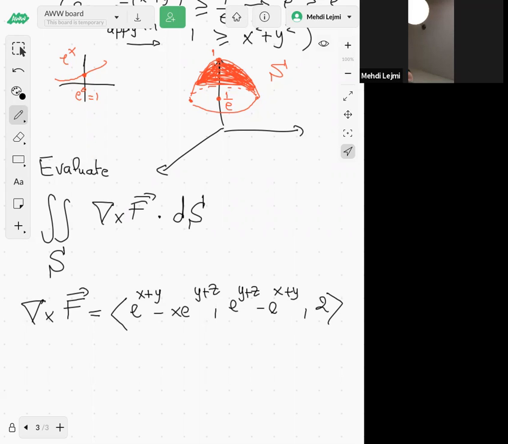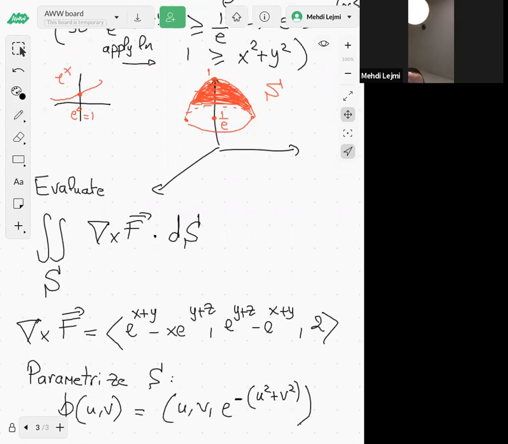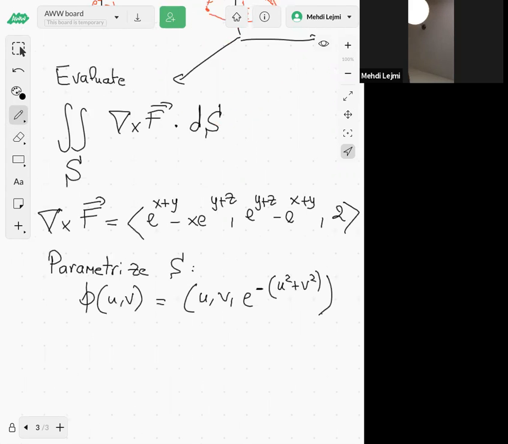Now we need to parameterize S. S is just a graph of some function. So as usual, we can say phi of u v: x is u, y is v, and z is given by the function. The function is e to the minus x squared plus y squared, so that's e to the minus u squared plus v squared. And as I said, x squared plus y squared is less than 1, so u squared plus v squared is less than or equal to 1.